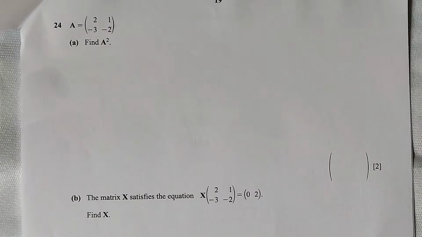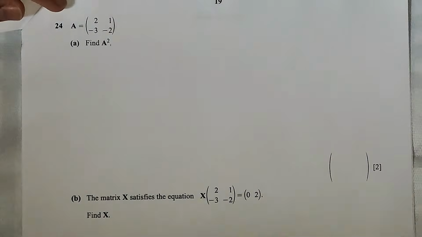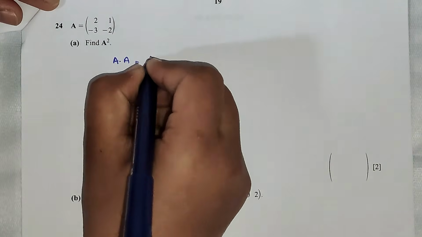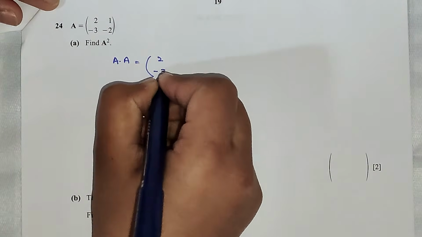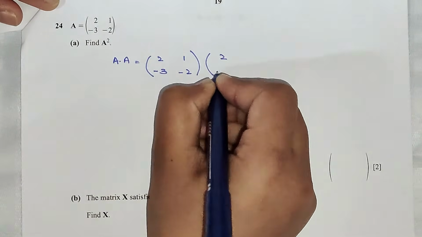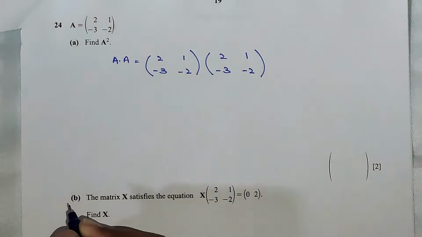Question number 24. The matrix A is given to us. We need to find the matrix A square. So A square is basically equal to A times A. So A times A: 2, -3, 1, -2 times 2, -3, 1, -2, right?